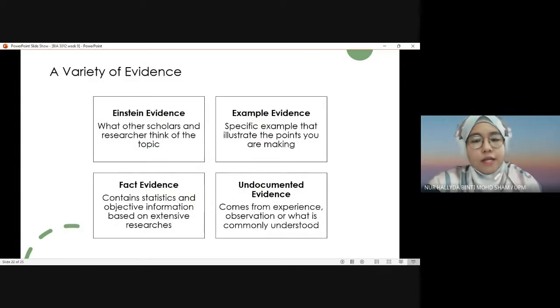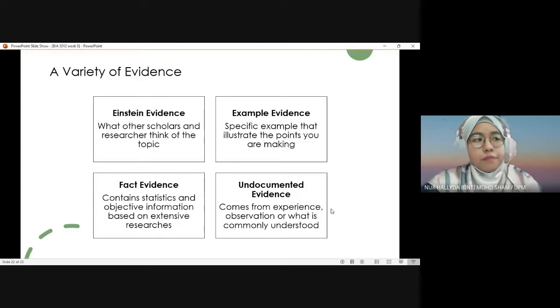And the last one is undocumented evidence. Usually it comes from your own experience, observations, or what is commonly understood. Okay, so be gentle with this kind of undocumented evidence. You can include undocumented evidence, meaning stories, experiences, observations. Just make sure that observations and experience are commonly understood, meaning everyone can accept that, everyone agrees.